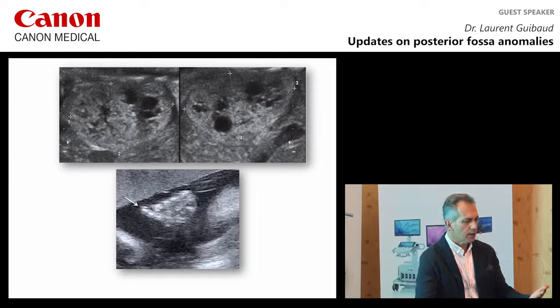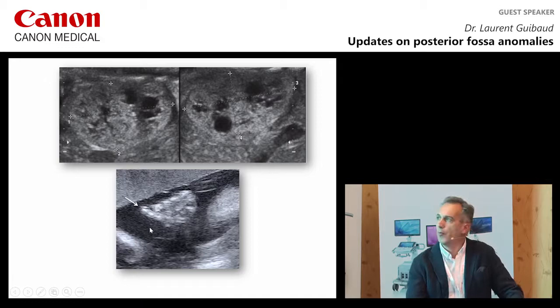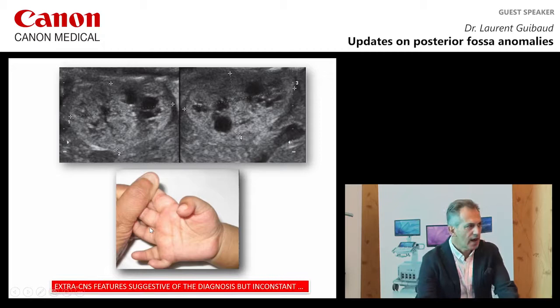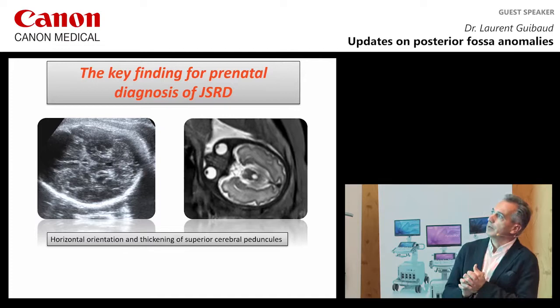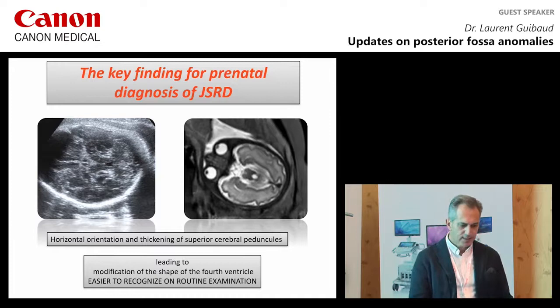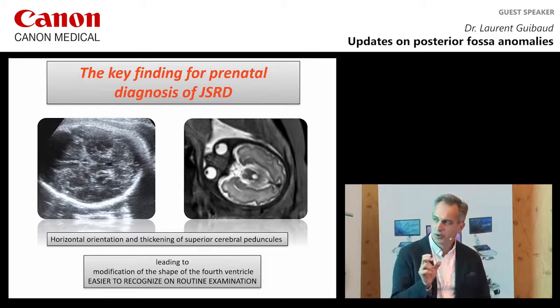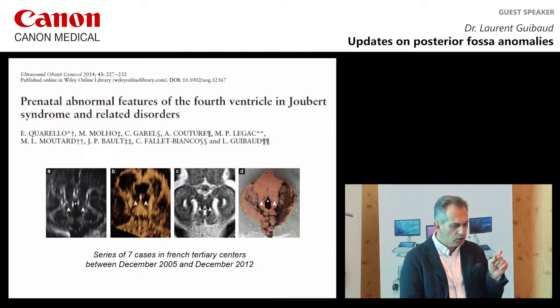You have also extracerebral findings, such as echogenic kidneys. Most of them are large and associated with some cysts within them, and postaxial polydactyly, as seen here. But these extracerebral features are inconsistent. So the main feature is the molar tooth sign, related to horizontal orientation and thickening of the superior cerebellar peduncles. But this leads to modification of the shape of the fourth ventricle, and this modification is easy to recognize on routine examination. And we published this article on the specificity of the changes in the shape of the fourth ventricle, and this is summarized here.